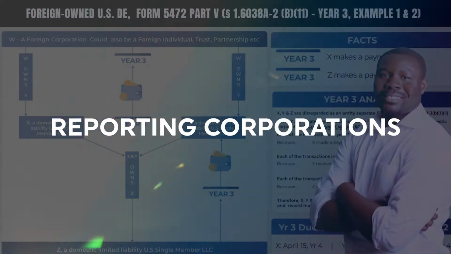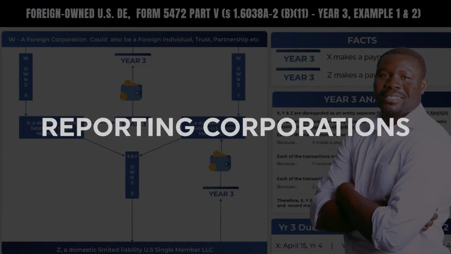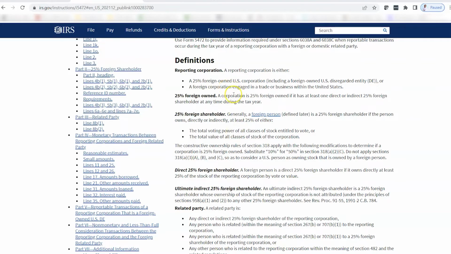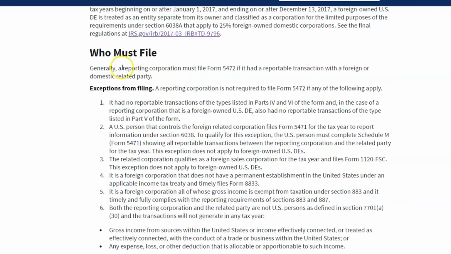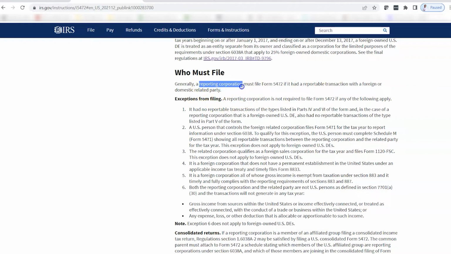Before we start looking at the flow chart and going through the facts and analysis, let's go through the Form 5472 instructions. So over here, the Form 5472 instructs that a reporting corporation must file Form 5472 if it has a reportable transaction with a foreign or domestic related party. The 2 keywords that you need to be very concerned about is whether you are a reporting corporation. Once you're able to determine that, the second step is to determine whether you have a reportable transaction.